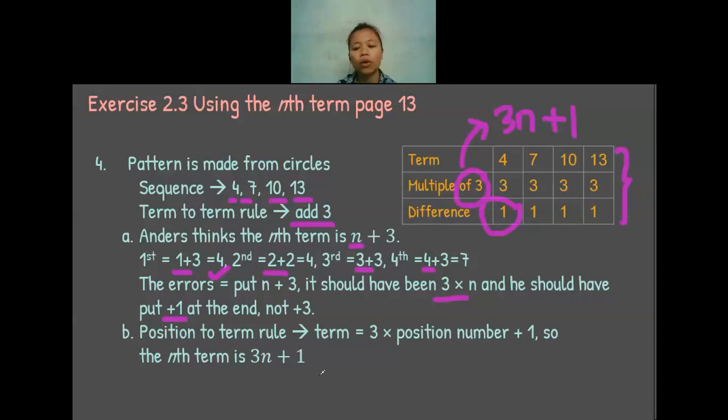Is there anyone who gets confused with my explanation? No, teacher. Really? Okay.